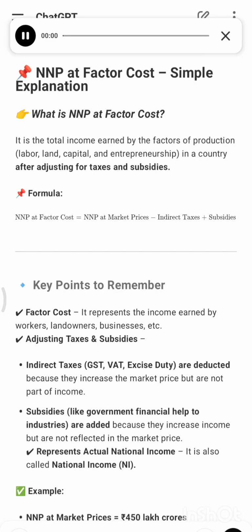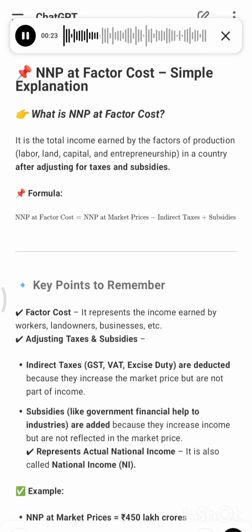NNP at factor cost, simple explanation. What is NNP at factor cost? It is the total income earned by the factors of production, labor, land, capital, and entrepreneurship in a country after adjusting for taxes and subsidies. Formula: NNP at factor cost equals NNP at market prices minus indirect taxes plus subsidies.